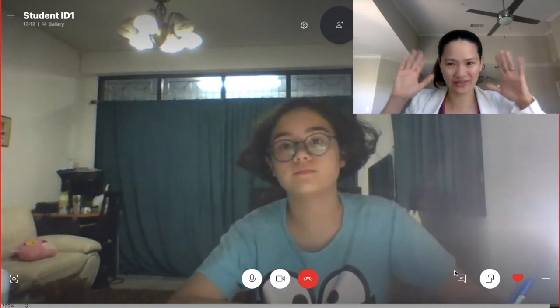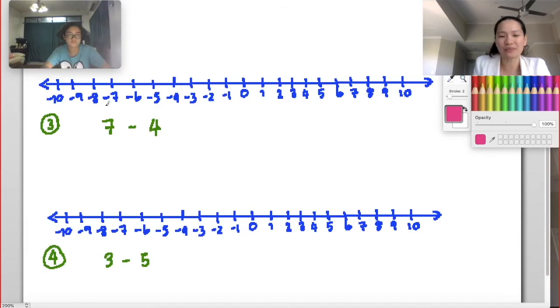Okay, Layla, look at me now. Don't look at the board. For example, you don't have any money, and then you borrow $5 from your sister. But borrow means that you have to return it to her in the future. So that means now you have $5, but it's minus 5. Okay? You understand the concept of minus. It's like you borrow someone else's money, but you have to return it to them in the future. That's it. Let's do number 3 together.